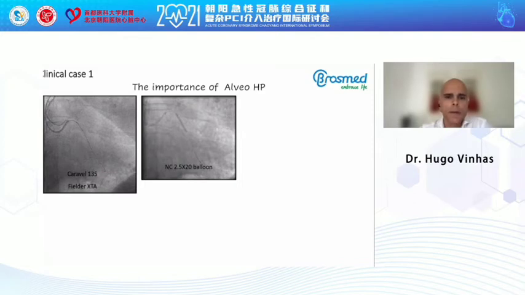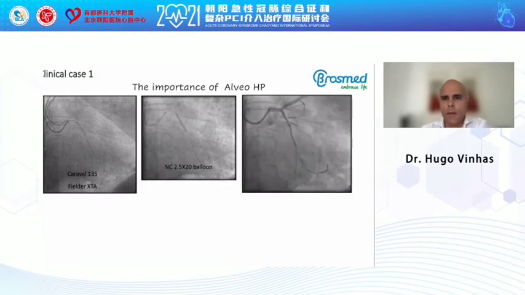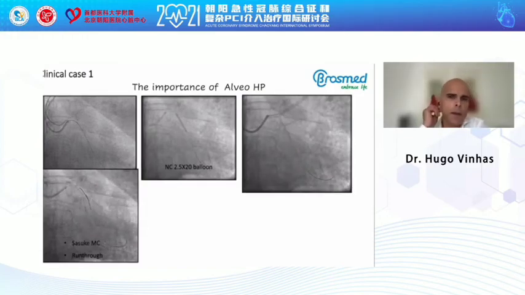We can see the second marginal, or the second big marginal, present, but with important ostial lesion. And we decide to preserve this second marginal, probably using the two-stent bifurcation technique. So to get access to this second marginal branch, we use the double lumen Sasuke microcatheter, and with a run through, we could reach this second marginal branch. It was not easy, but it was possible. We can see here.